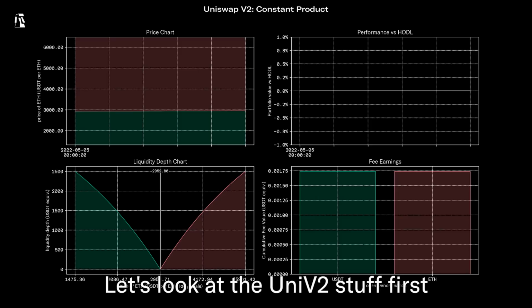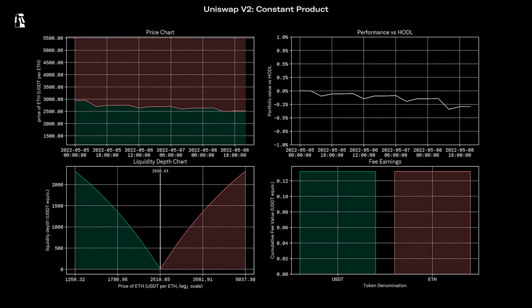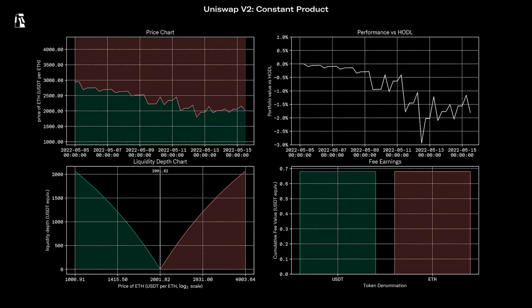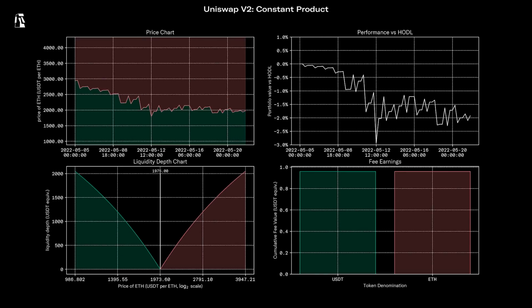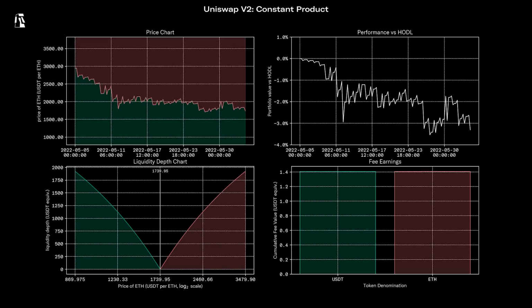Let's look at the Uniswap version 2 stuff first. When the simulator finishes, there will be 7 things that are made. 2 animations for constant product, 2 animations for concentrated liquidity, 2 animations for Carbon, and 1 text file with details for everything. This animation is called the depth animation.